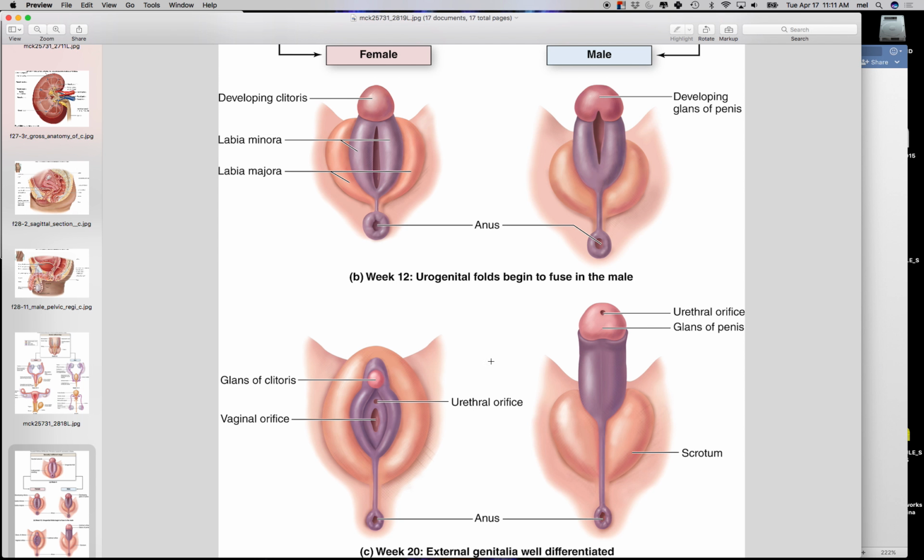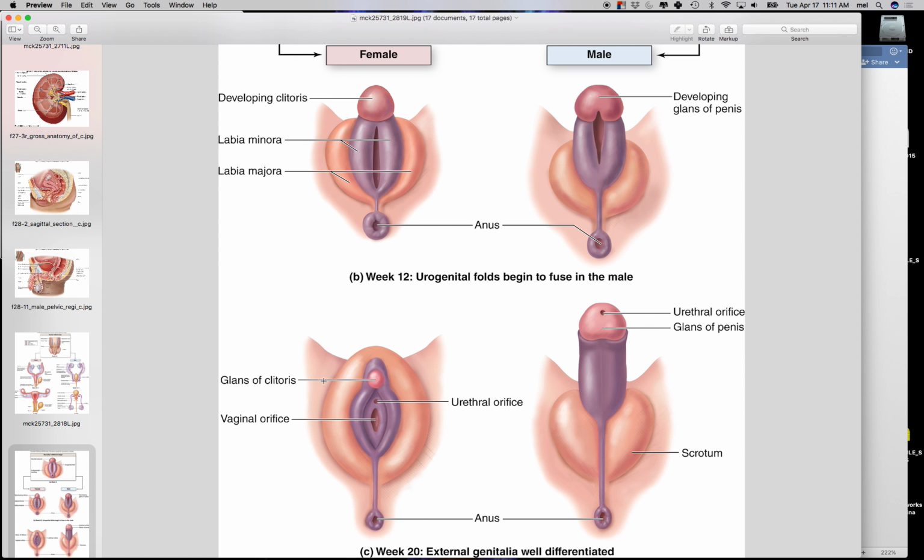Yes? And the labia minora, inner folds, are homologous with what? The skin surrounding the shaft of the penis. Does that make sense? Now, the erectile tissues in the shaft of the penis are a little different. I'll show you where those come from. Females have erectile tissues too.